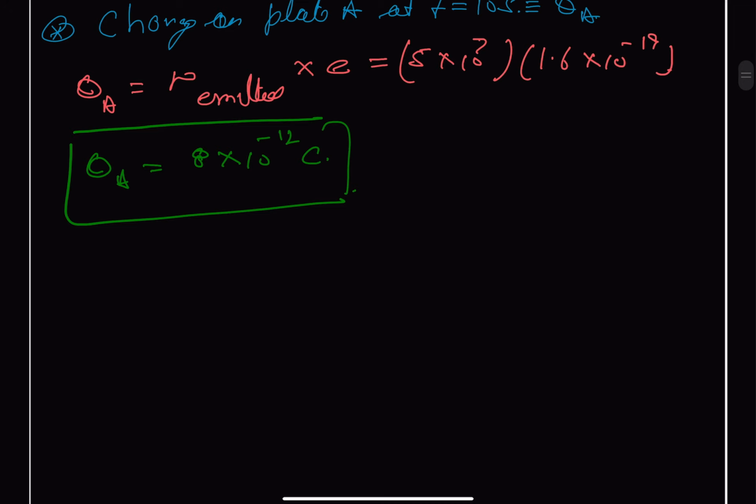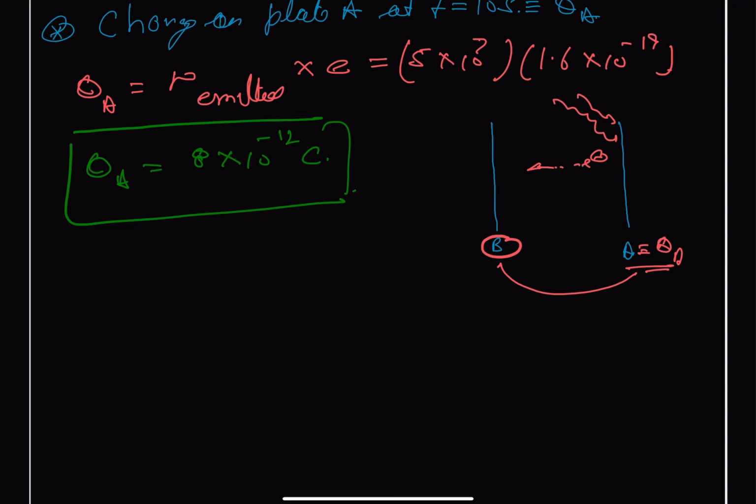We can just draw an approximate figure also. Suppose this is plate B and this is plate A. As the light is incident on it, it is going to emit electrons, and those electrons will be collected by plate B. As it emits electrons, plate A is going to have a charge QA, which we just found, and the same charge will be collected by plate B. Initial charge we assume on plate B is QB. The final charge after 10 seconds will be the original charge minus the charge collected by plate B, because the time is 10 seconds.